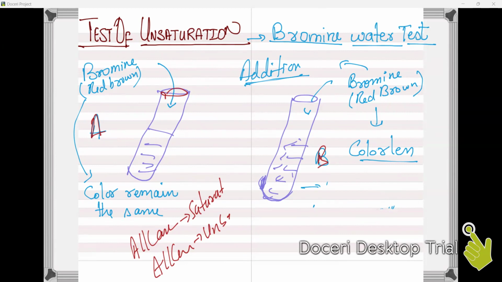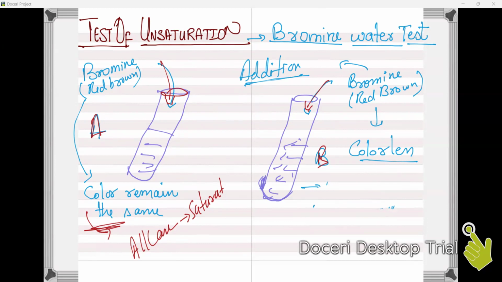So what I'm going to do is add bromine water in both of the test tubes. If in one test tube the color will remain the same, then this means that here it's alkane. Because as we studied, alkane is highly unreactive, so it does not react. It reacts only in the presence of UV light.